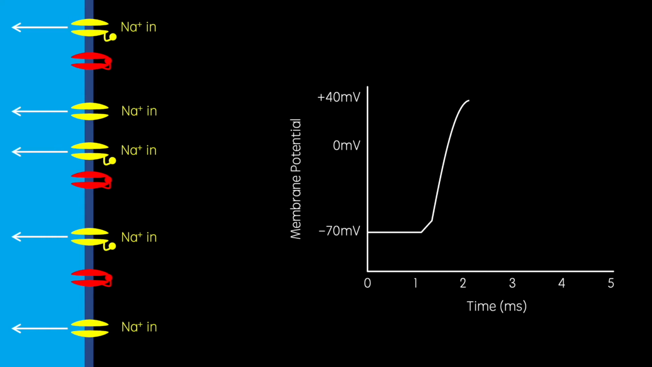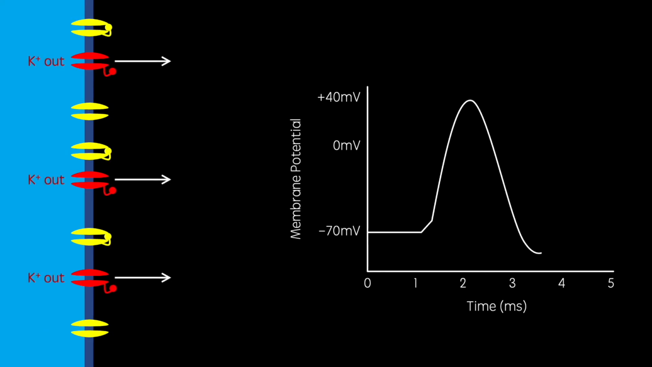At around 40 millivolts, however, the voltage-gated sodium channels close and the voltage-gated potassium channels open. This causes potassium efflux down its concentration gradient, repolarizing the cell membrane. Although these channels begin to close when the membrane reaches its resting potential, they are slightly slow to do so, and so the membrane potential slightly overshoots, a phenomenon known as hyperpolarization. The sodium-potassium pumps quickly restore the membrane back to its resting potential, and the neuron is once again in its resting state.